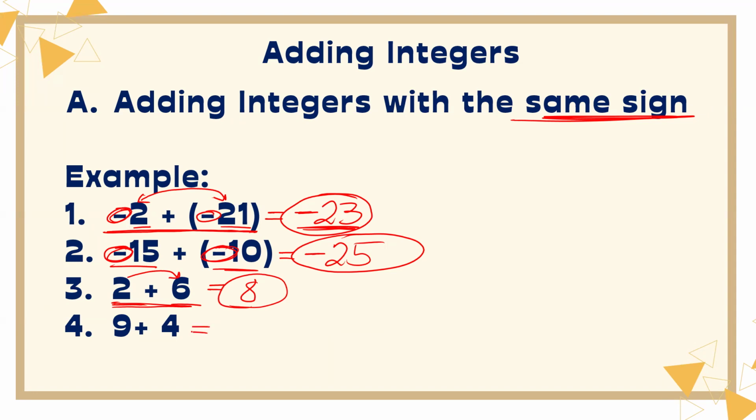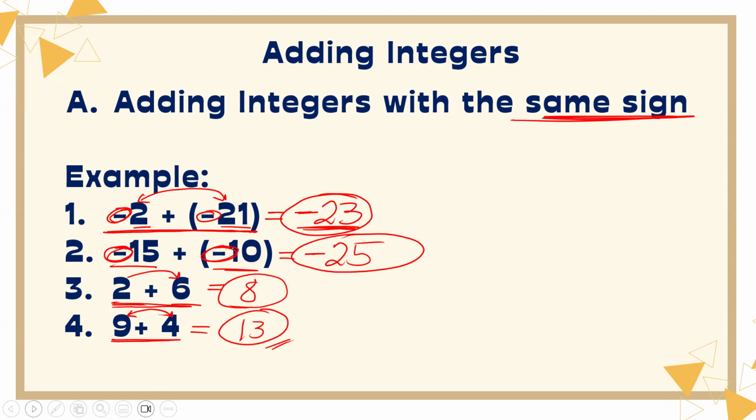Okay, last example for this type of question. What's 9 plus 4? Again, do they have the same sign? Yes, they're both positive. They both have positive sign. Then what's 9 plus 4? 9 plus 4 is 13. Very good. And what's the common sign of the two numbers? It's positive. So our answer is 13. So that's how easy it is to add integers with the same sign.